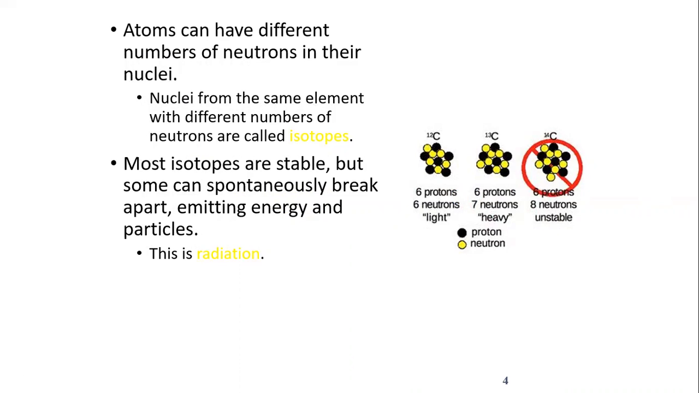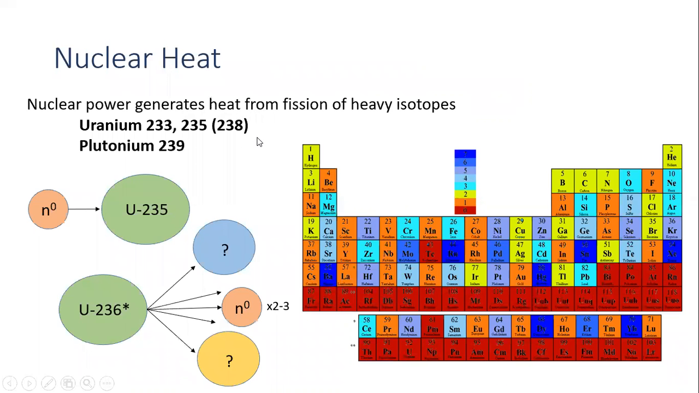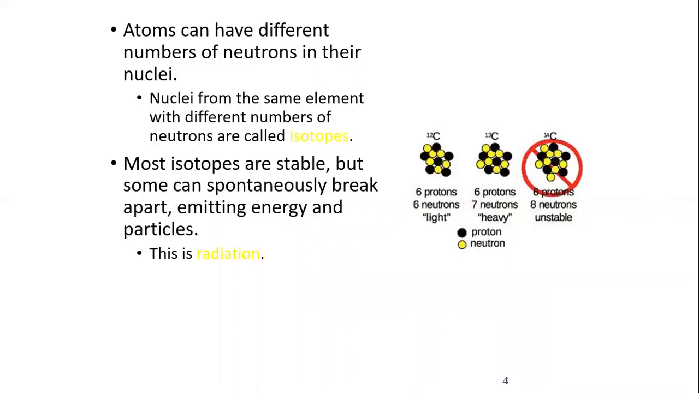The nuclei of the same element with different numbers of neutrons are called isotopes. Most isotopes are stable, but some can spontaneously break apart, emitting energy and particles. This is radiation.